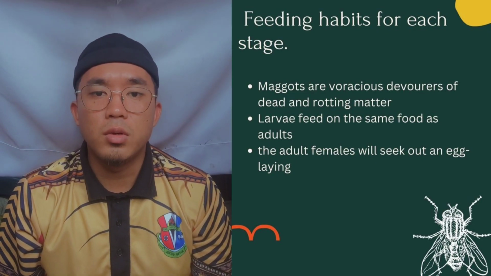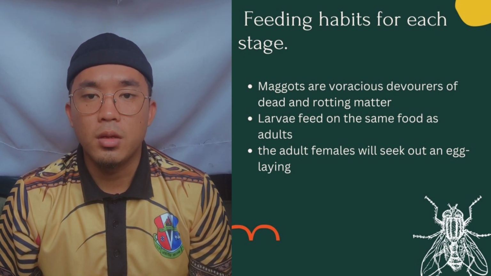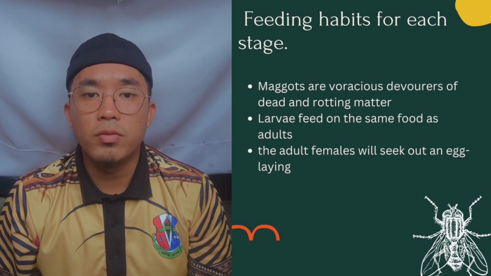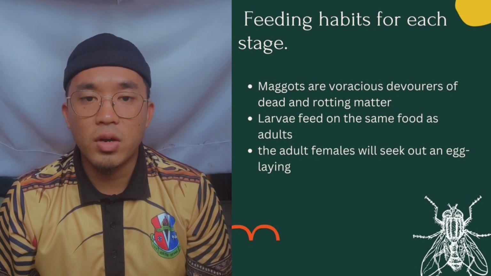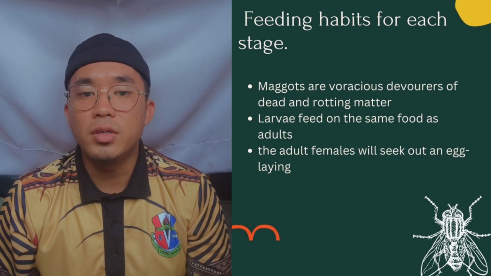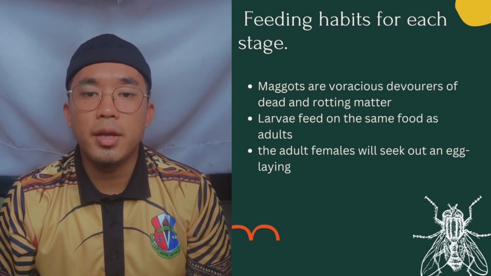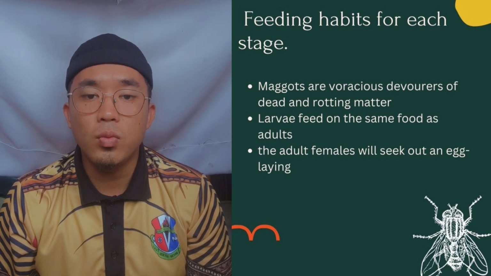Okay, next I want to talk about the feeding habits of the housefly. What do housefly larvae eat? Maggots are voracious devourers of dead and rotting matter. Housefly larvae, known as maggots, eat decaying carcasses, leftover food, fermented substances, and rotting meat and vegetables that can be found near the insect breeding location. Larvae feed on the same food as adults, fermenting and decaying vegetable matter. However, the adult females will seek out an egg-laying site on vegetable matter that will be ready in a day or two when her eggs hatch.